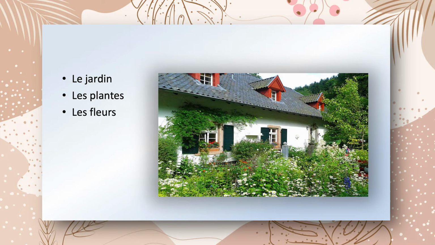So now we have learned different components of a house or of an apartment. Où habites-tu? J'habite dans une maison. Dans la maison, il y a des pièces, il y a 3 pièces. There are 3 rooms. Another word, les pièces is the rooms. Dans ma maison, il y a 3 pièces.